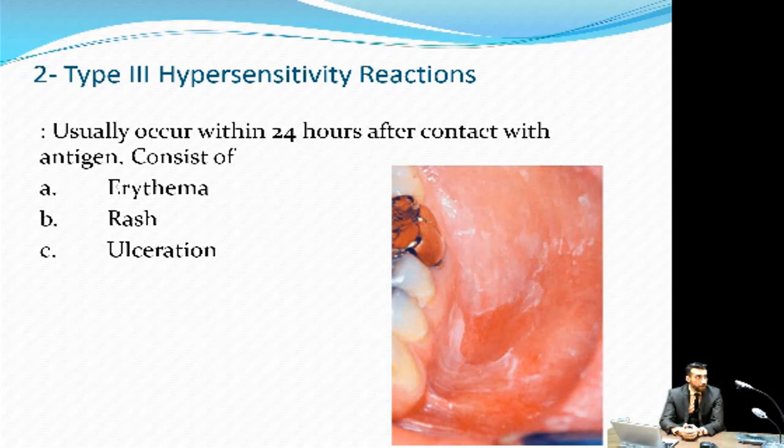Type 3 hypersensitivity reactions. These usually occur within 24 hours after contact with antigens and consist of a red area, erythema, rash, or ulcerations, such as seen in this picture. This patient complained of stomatitis that occurred due to an allergy to the toothpaste which was used by the patient.